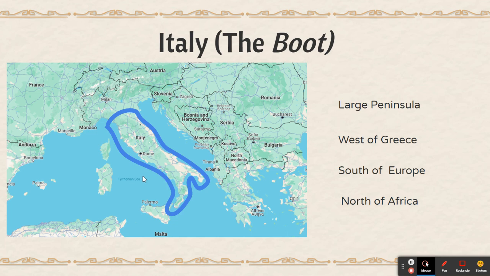So in your guided notes, go ahead and sketch Italy below and just give a little description about where Italy is located.